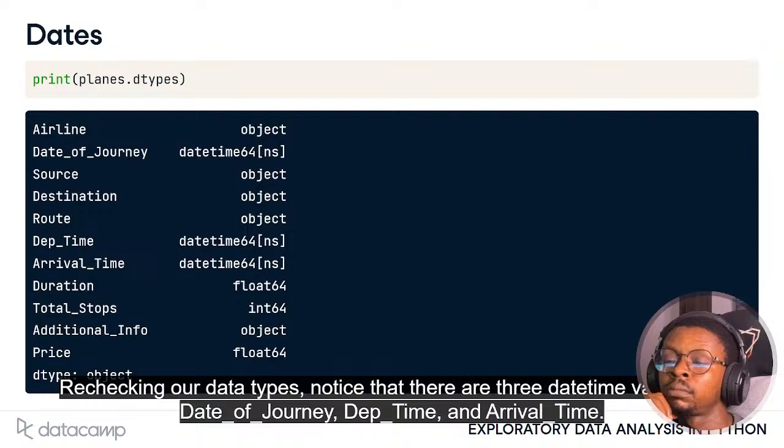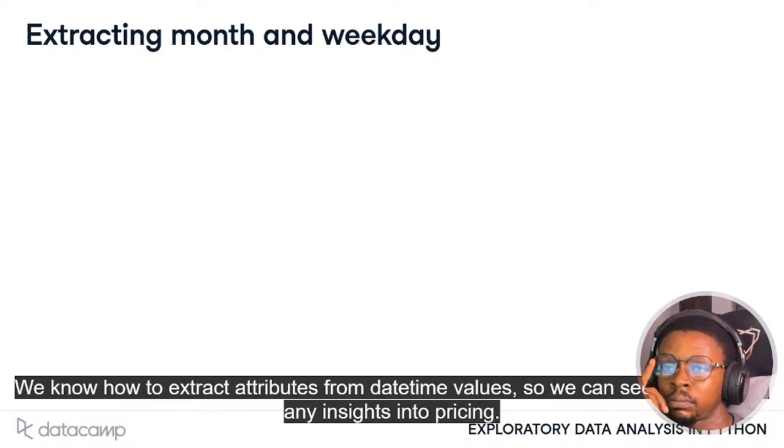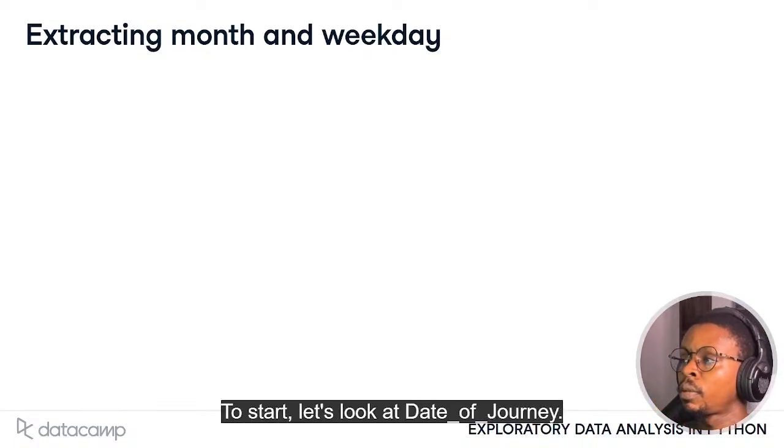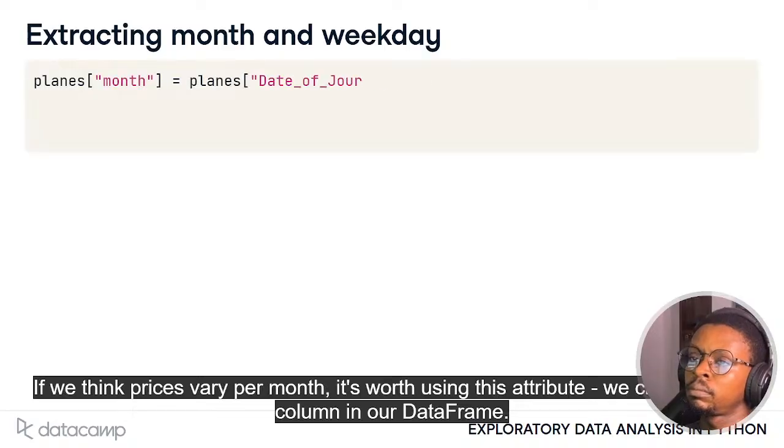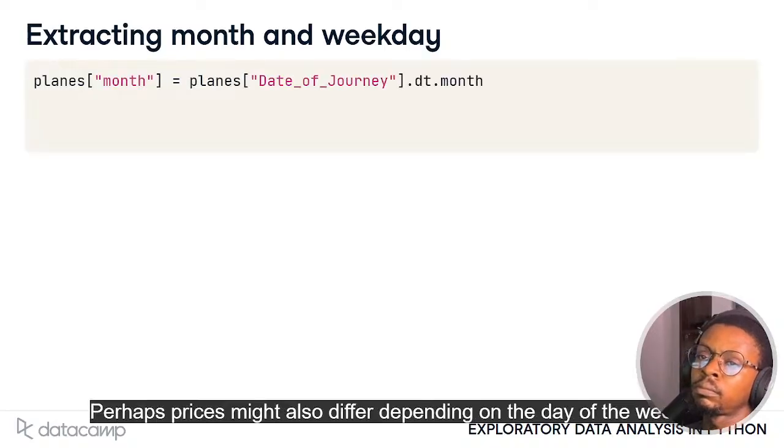Rechecking our data types, notice that there are 3 datetime variables: date of journey, dep time, and arrival time. We know how to extract attributes from datetime values, so we can see if these offer any insights into pricing. To start, let's look at date of journey. If we think prices vary per month, it's worth using this attribute. We create it as a column in our data frame.